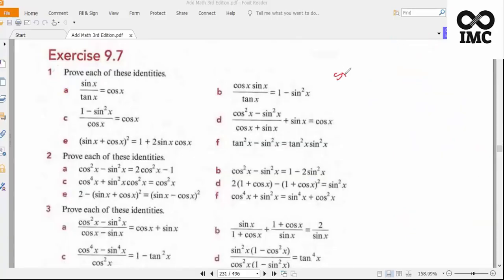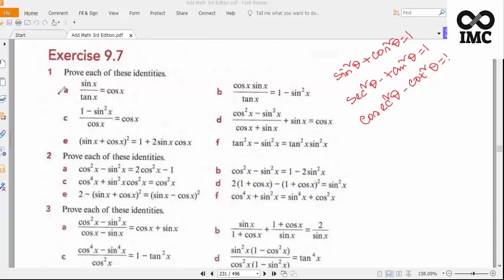Next, we know that sin² plus cos² equal to 1. Then sec² minus tan² equal to 1. And cosec² minus cot² equal to 1. We need to use these identities also.